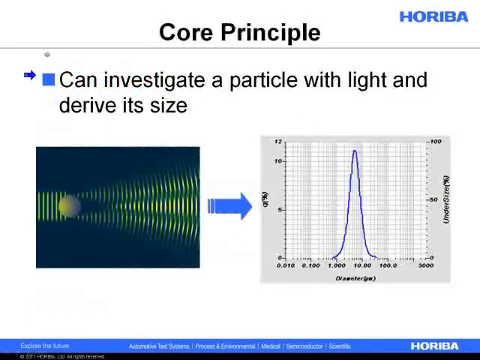So here's the core principle. If anyone ever challenges you, how does this big box work? It basically comes down to this: we can investigate a particle with light and derive its size. If we consider this to be an ideal point scatterer, we're hitting it with some well-behaved column of light, and the light is hitting it on the edge. This is called edge diffraction. It's creating waves, and somehow we can study the overlapping interference pattern and derive a particle size distribution from it. This is the very core principle.